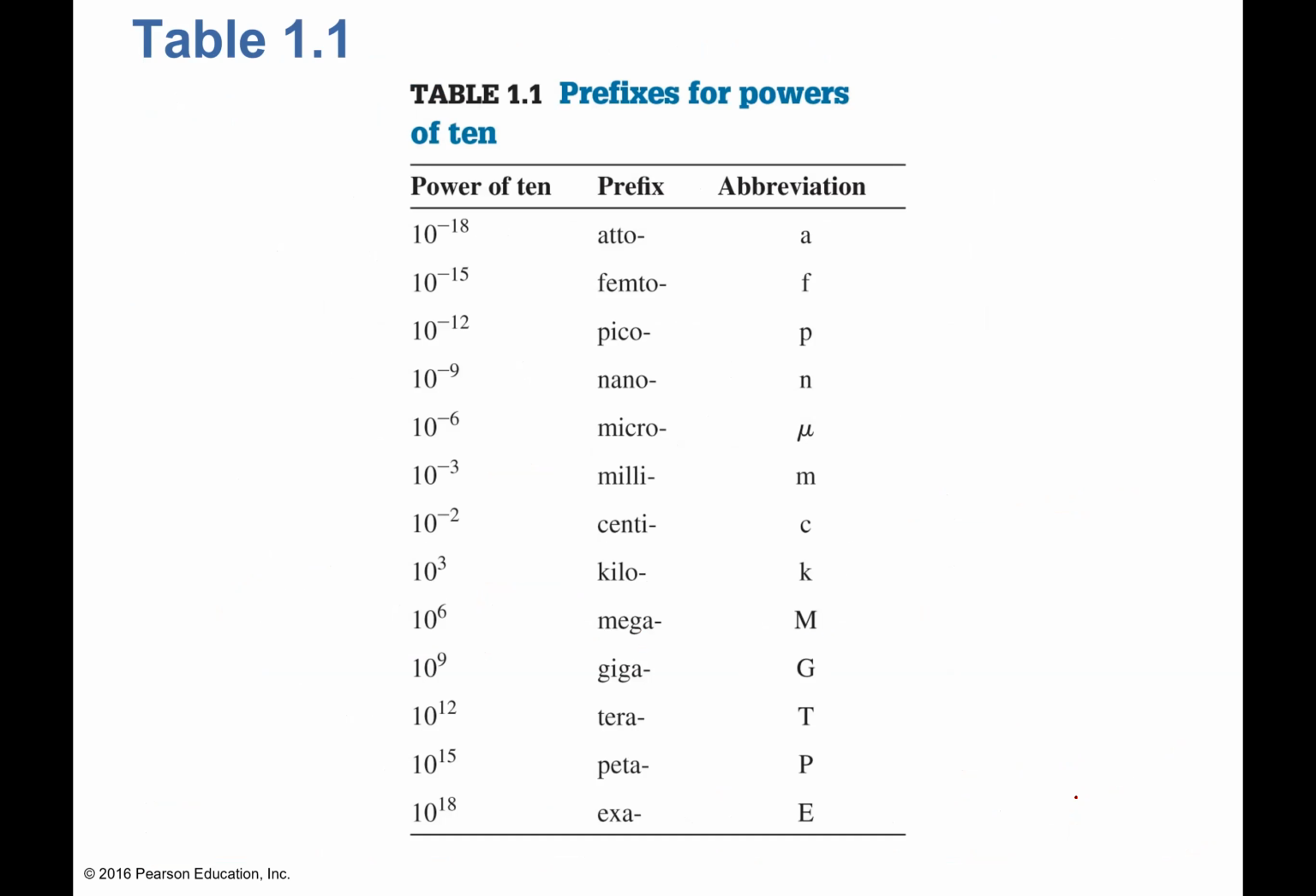In physics 6, we're probably going to go no further than micro. Micro uses the Greek mu, so that's for the micro. It's 10 to the negative 6, a millionth of something. And then we have milli, which is a 1,000th of something.